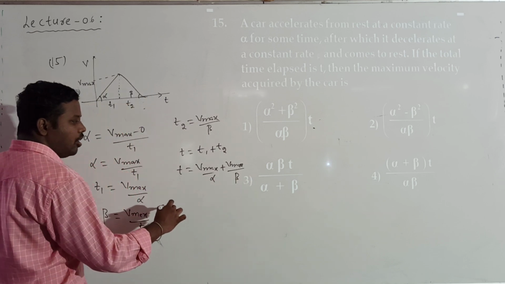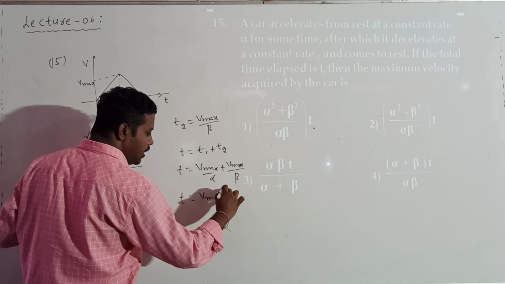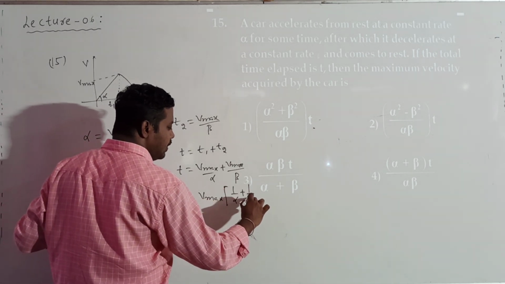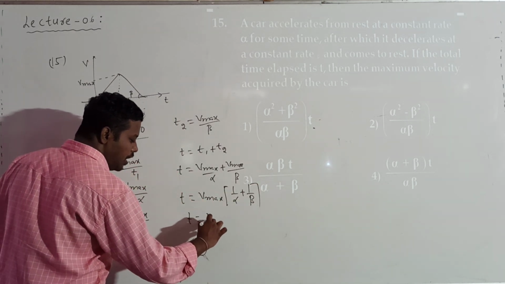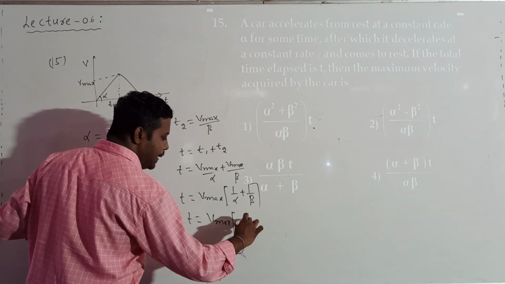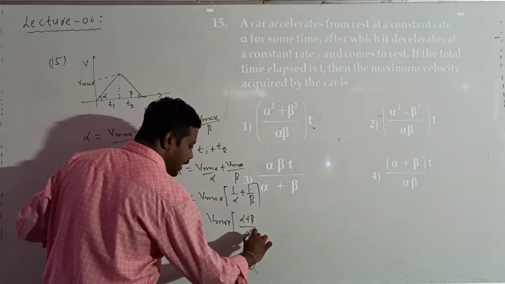So which one can I take common? I can take the common of V max. When I take V max common, then what will I get? 1 by alpha plus 1 by beta. So take the LCM. Then what do I get? T is equal to V max into (alpha plus beta) divided by (alpha into beta).